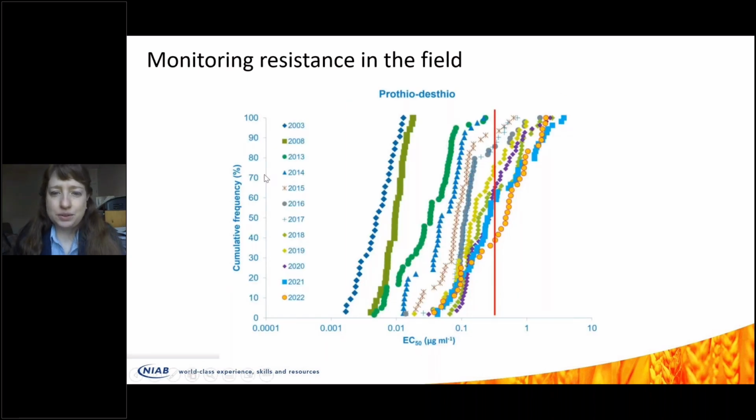So now I'm just going to move on to some of our data from monitoring resistance in the field. And again, this is in Septoria. So this is the sensitivity to prothioconazole-desthio, which we use in the lab for testing prothioconazole resistance. Going back to 2003, we had a relatively sensitive population, and then by 2013 there had been quite a big shift, and by 2020 another big shift again.